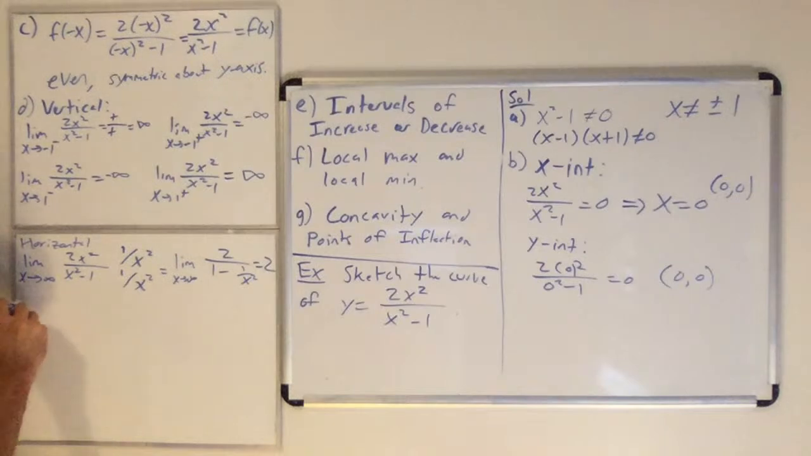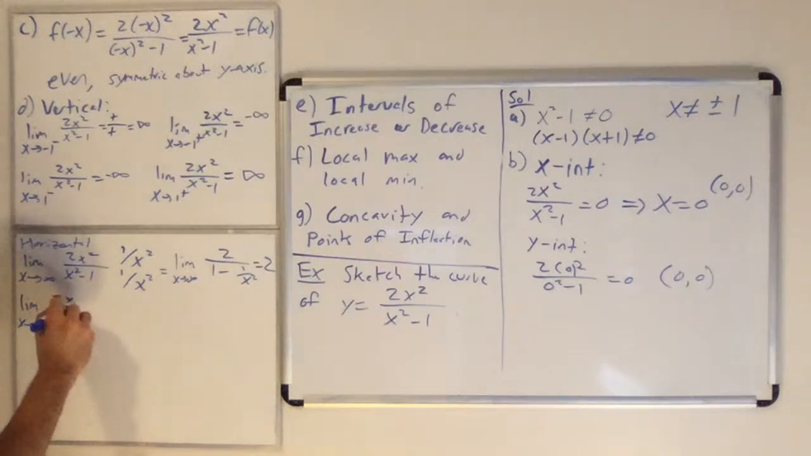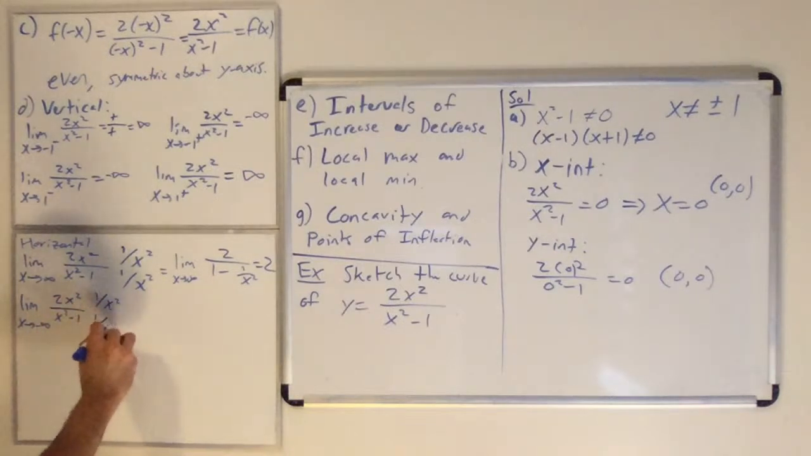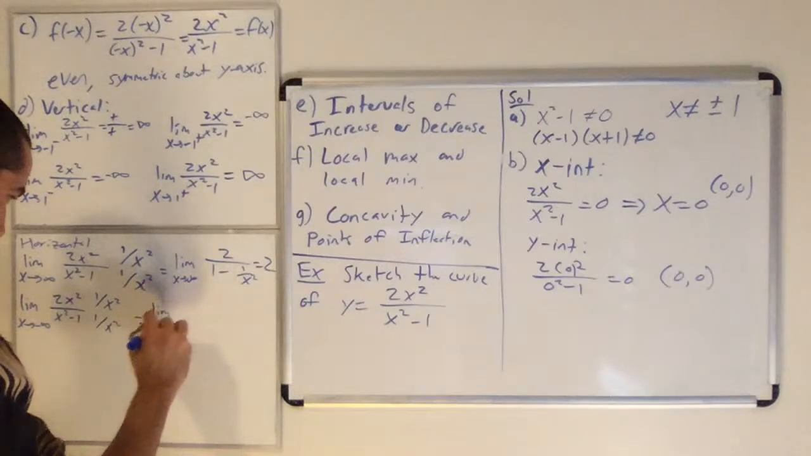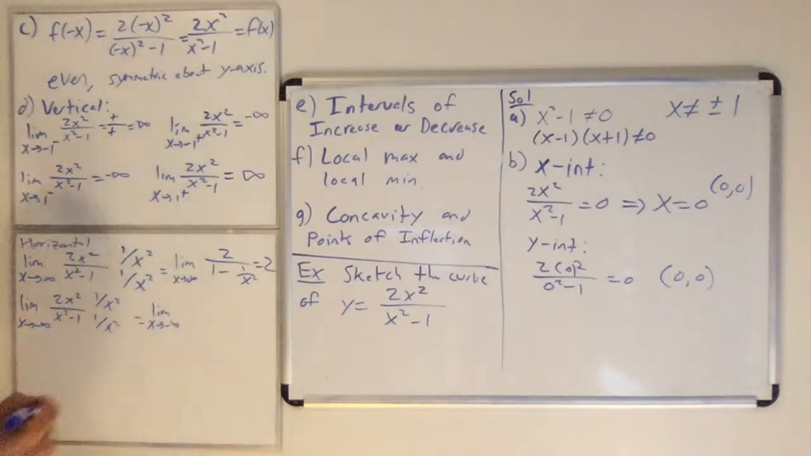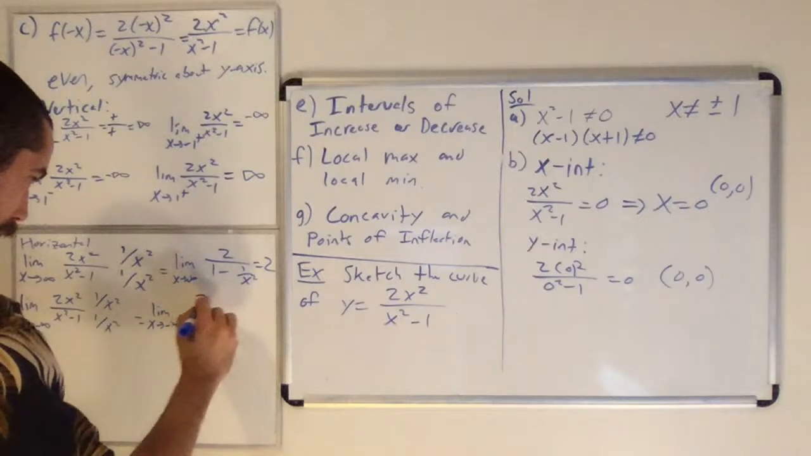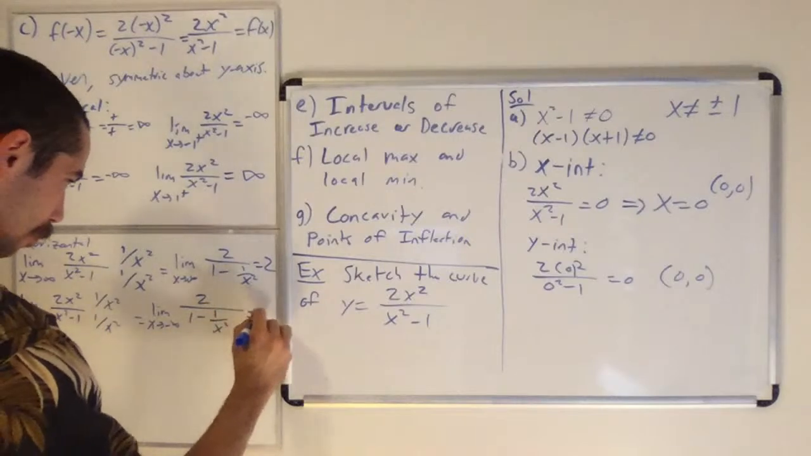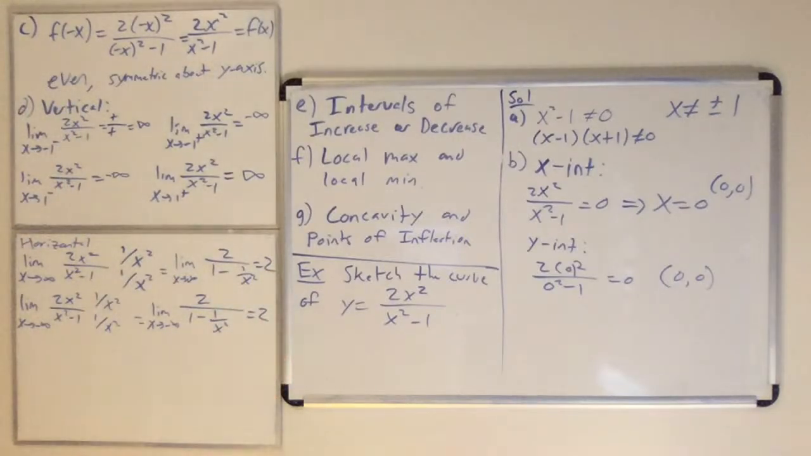All right, now we'll do the same thing, the limit as x goes to negative infinity. We're going to go through the same exact algebra here. So our horizontal asymptote is y equals 2. And we just have one horizontal asymptote.